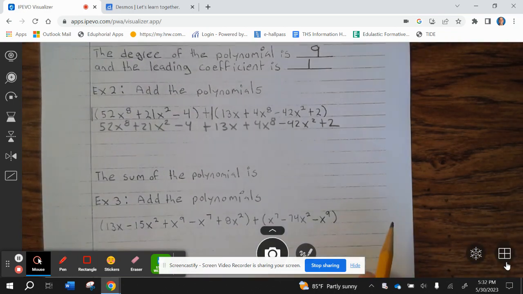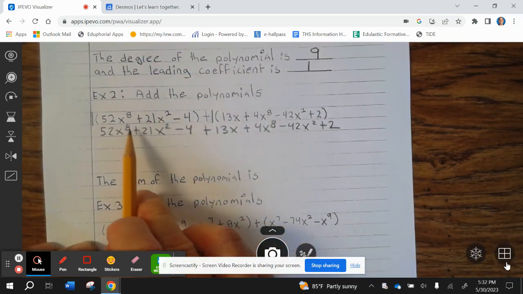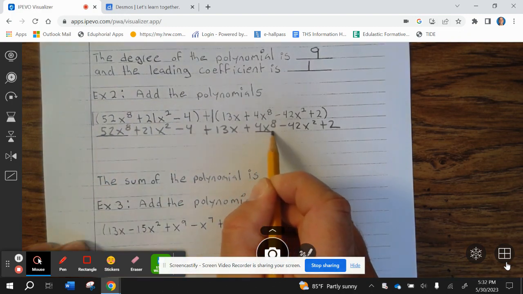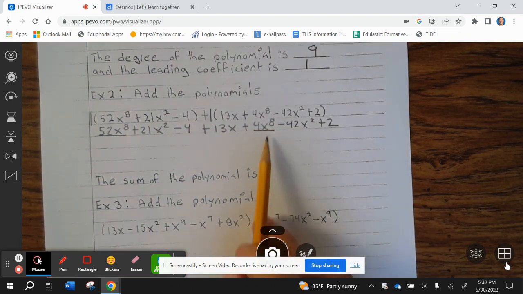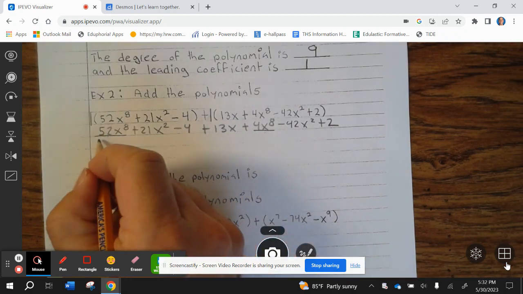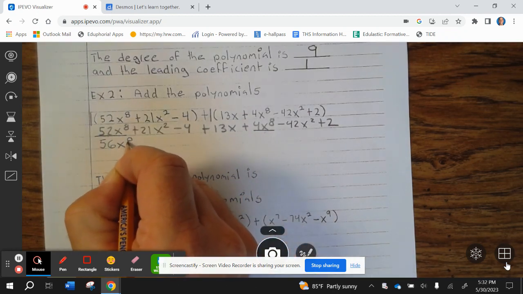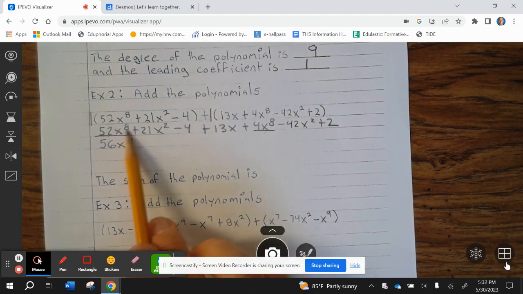Now we find the highest degree, which is 8, and we combine terms. So we do 52 and 4x to the 8th. Well, 52 plus 4 is 56x to the 8th. Okay, so we're done with that.